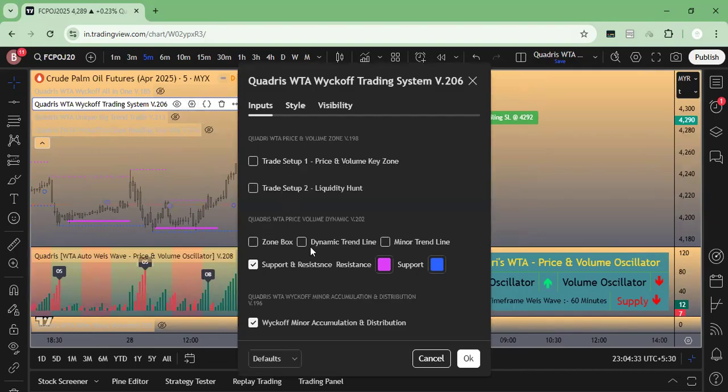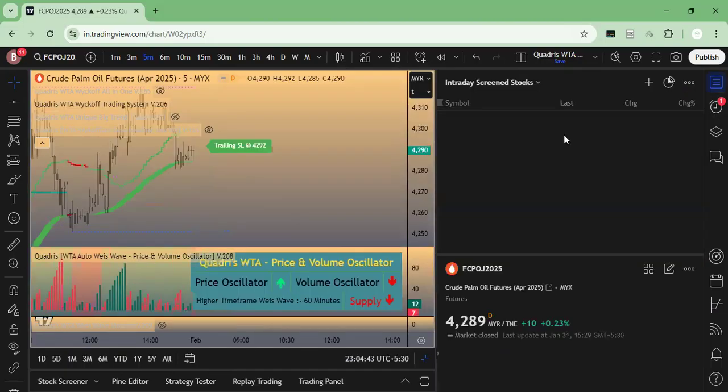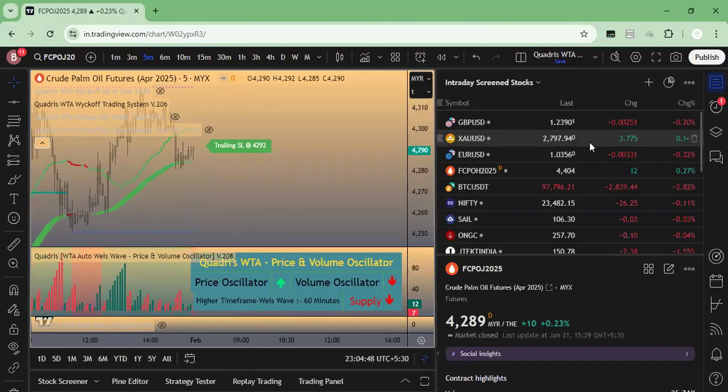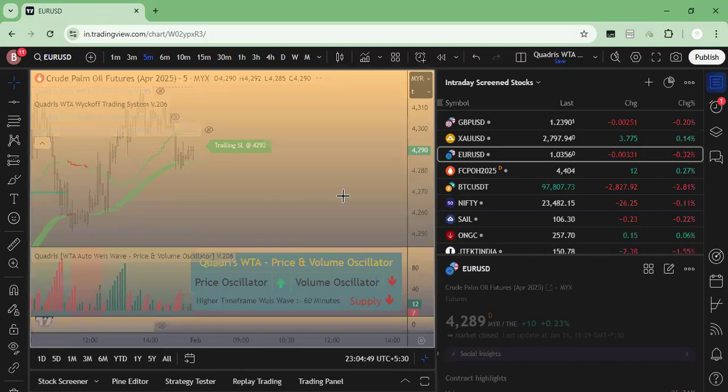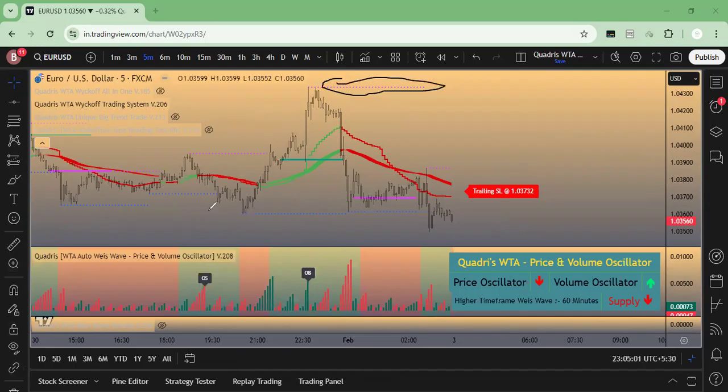on is dynamic trend line and minor trend lines with Wyckoff minor accumulation and distribution. So now let's stick to EURUSD and XAUUSD. The dotted lines which you are observing here are the support and resistance which are drawn based on pivots.